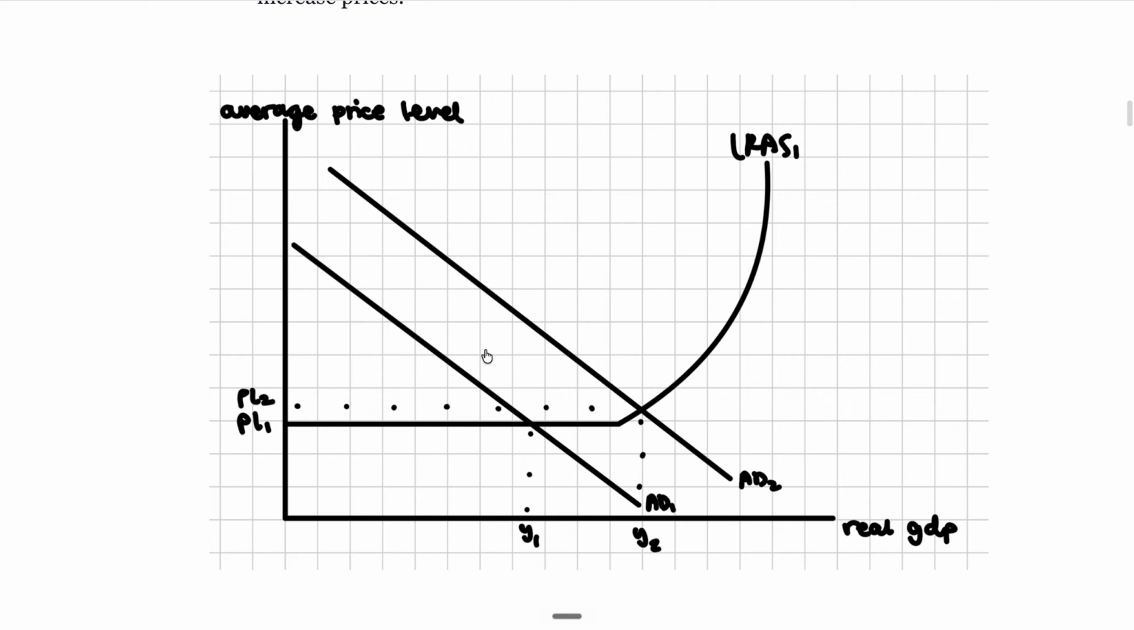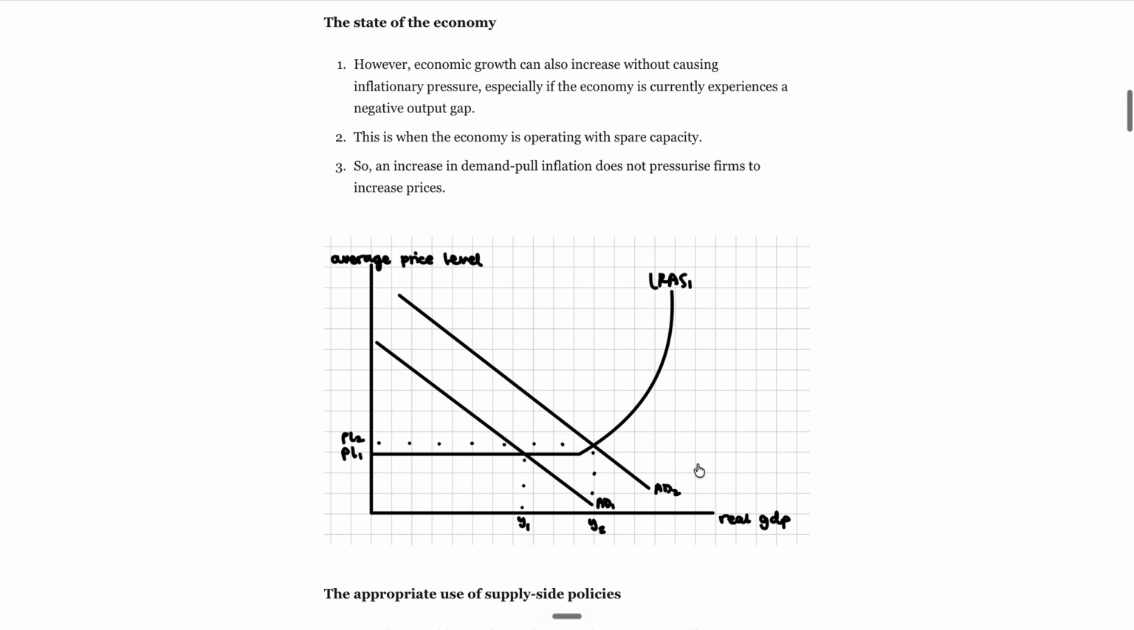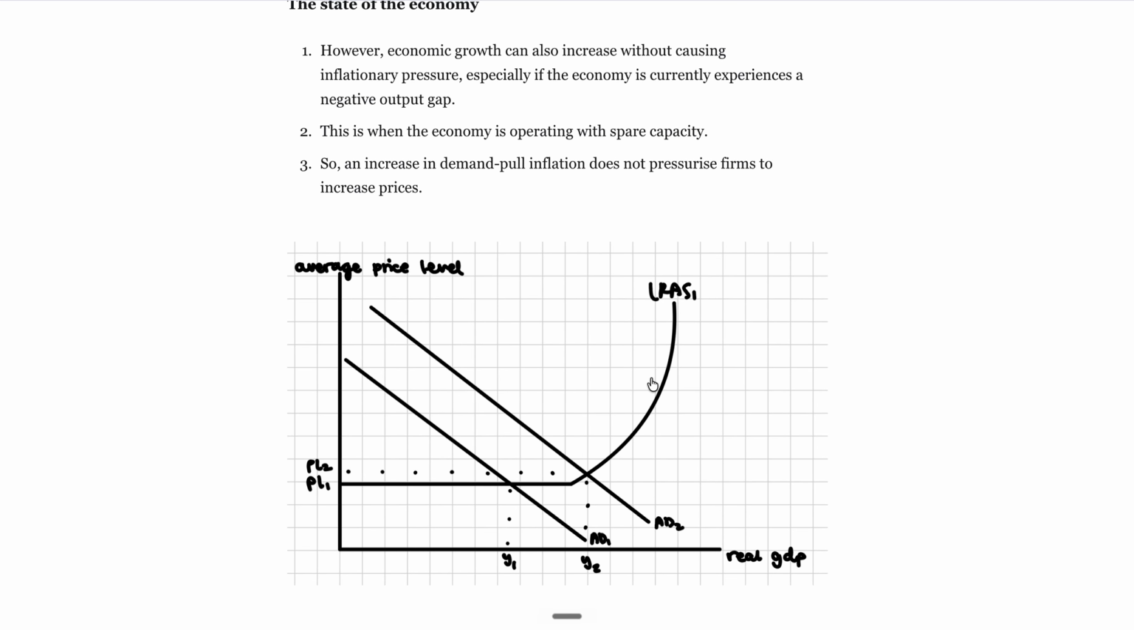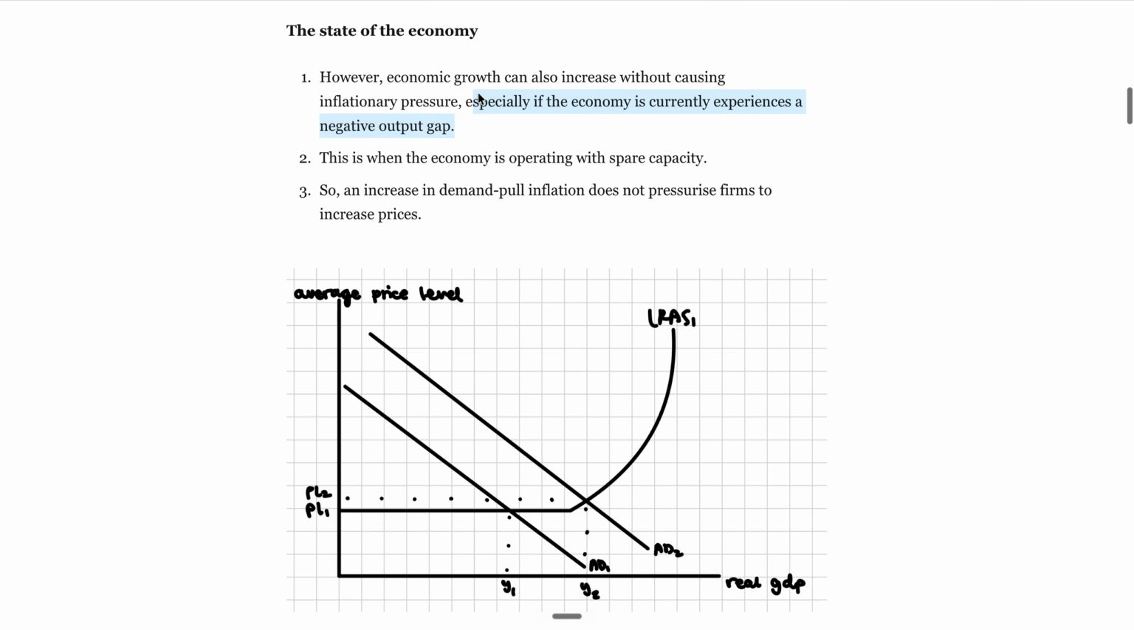Okay, back to the state of the economy. So as you can see here, we are now in a negative output gap at AD1, Y1, price level 1. So I would say, however, the economy can grow without causing a big increase in demand pull inflation, especially if the economy is experiencing a negative output gap. You could also say it depends on the state of the economy. I think that's a huge evaluation.